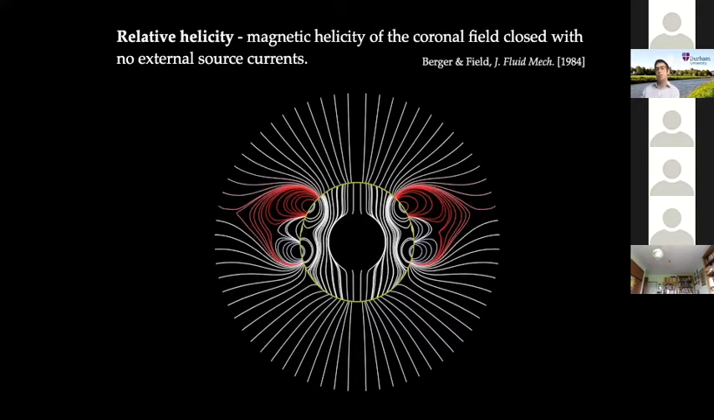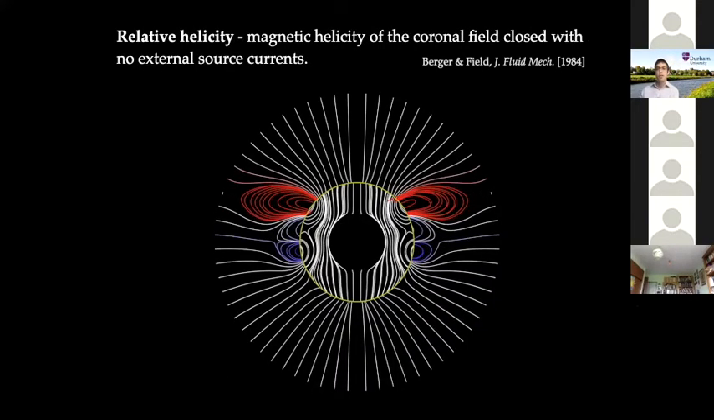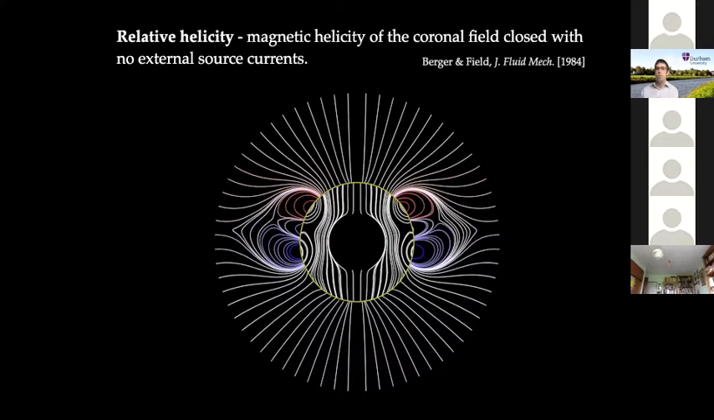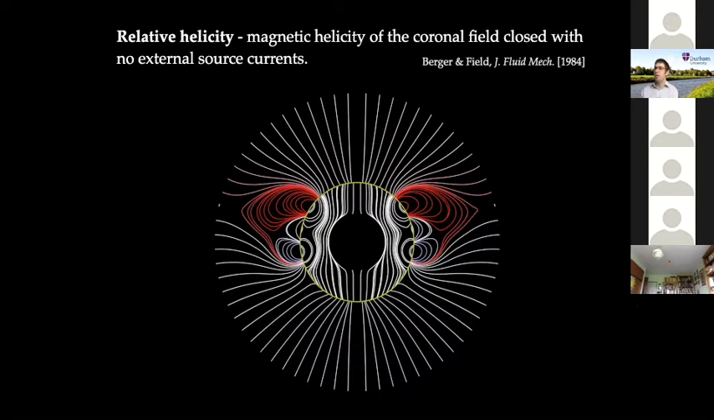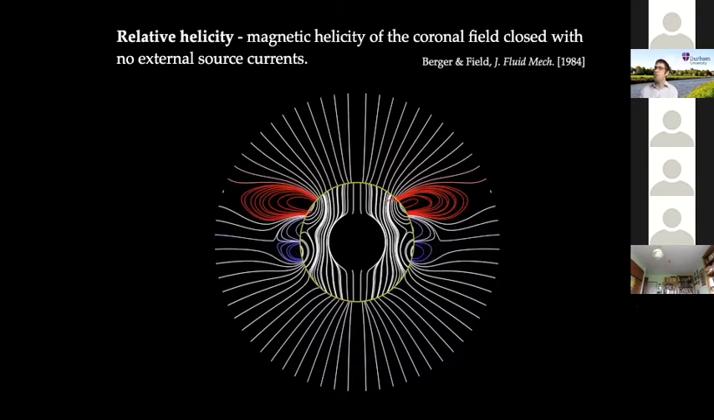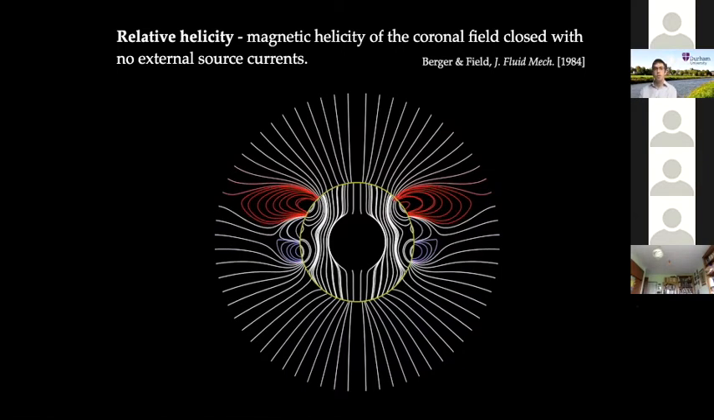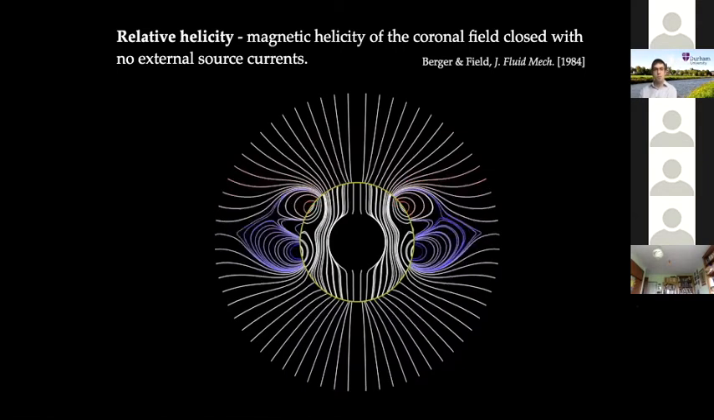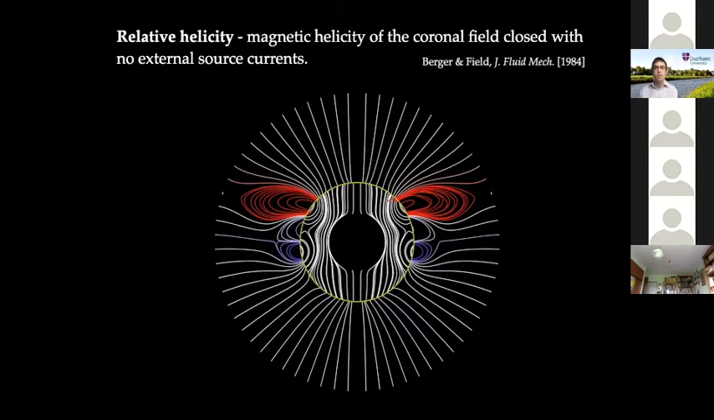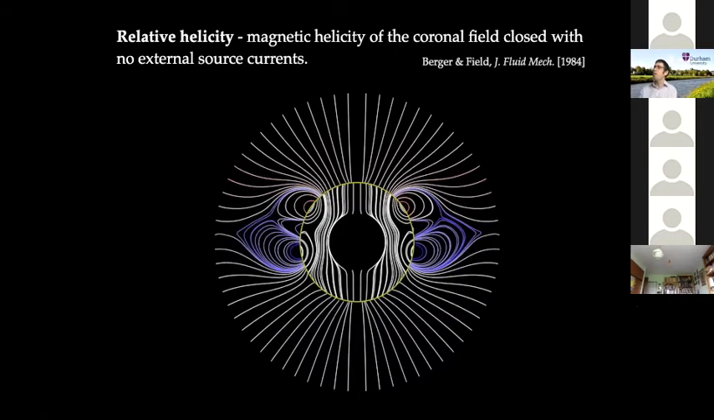And when you have a field that ends on the solar surface, you can't compute the helicity unless you somehow complete the curves. So in solar physics, we use this famous idea called relative helicity that was introduced by Berger and Field in 1984. Incidentally, Mitch Berger, I think, is giving the next one of these seminars in a few weeks' time.